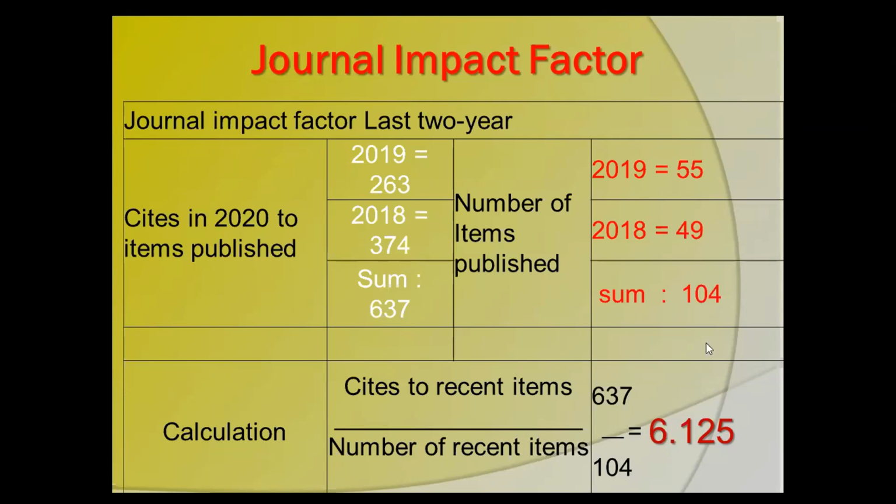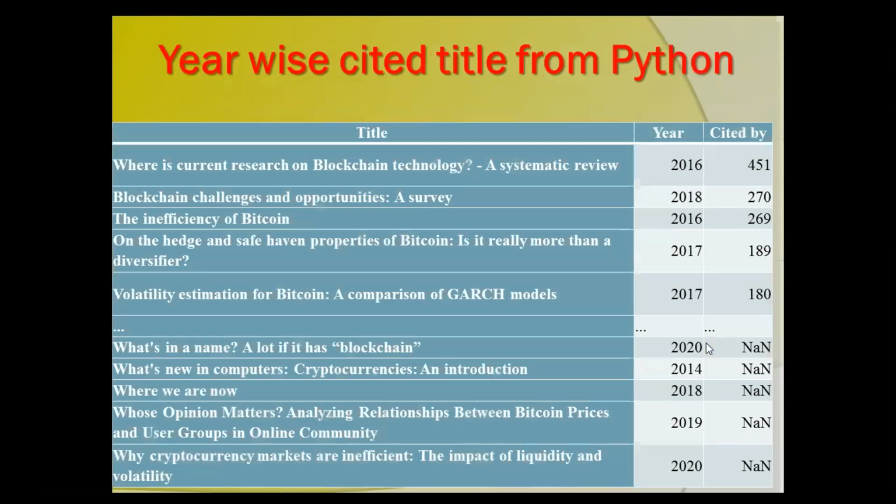You can use the impact factor only for journals. This citation data I saw from the Python software: year-wise cited titles. That is for the years 2016, 2018. The title is Current Research in Blockchain Technology. In 2016 we got 451 citations, the highest citation. Python and a few other software also provide this.